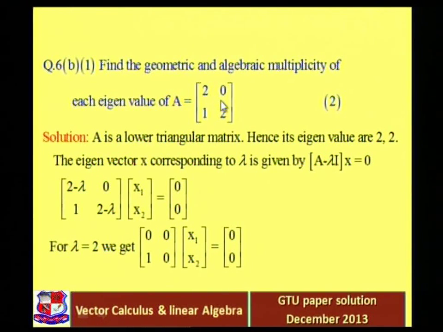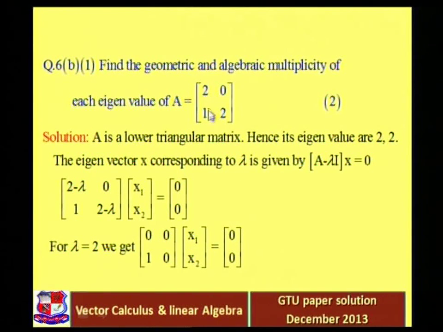In a lower triangular matrix, if you want to find the eigenvalues, just the main diagonal elements are the eigenvalues, right? So this is a lower triangular matrix, hence its eigenvalues are 2, 2, correct? And we also have to find the eigenvector corresponding to the eigenvalue lambda equal to 2, because we want to find the geometric and algebraic multiplicity of each eigenvalue of this matrix.